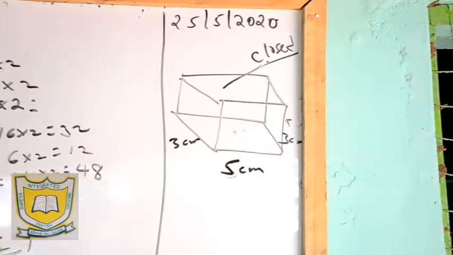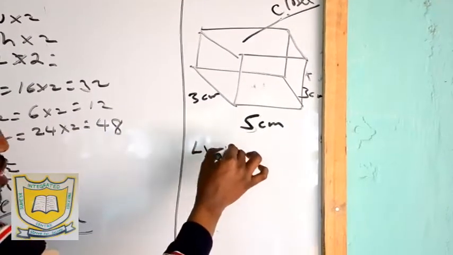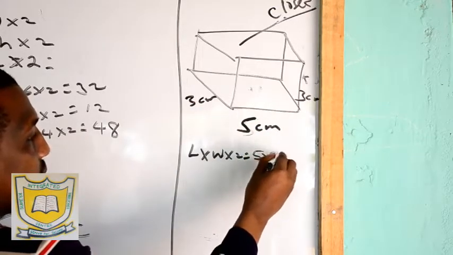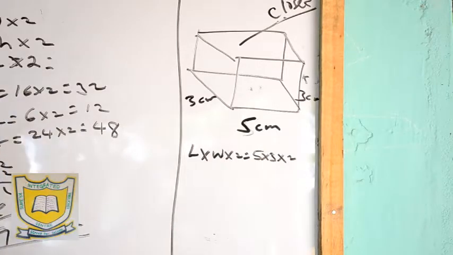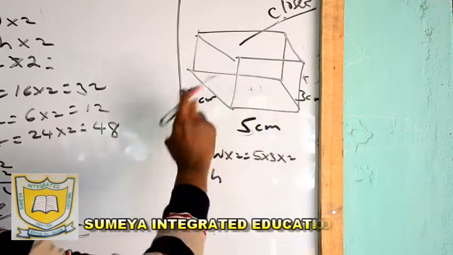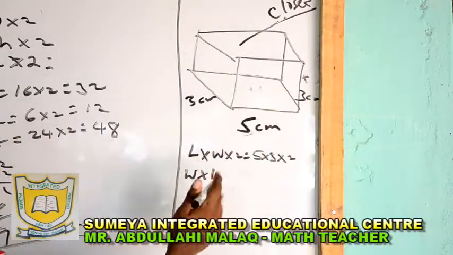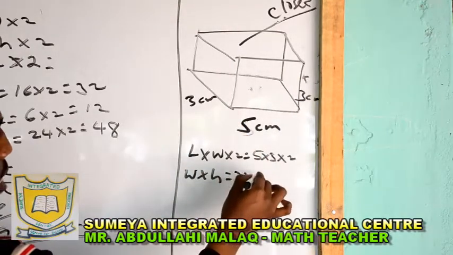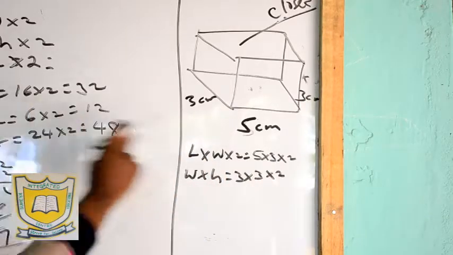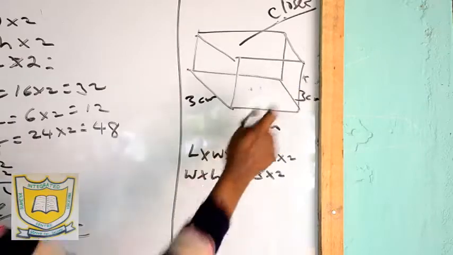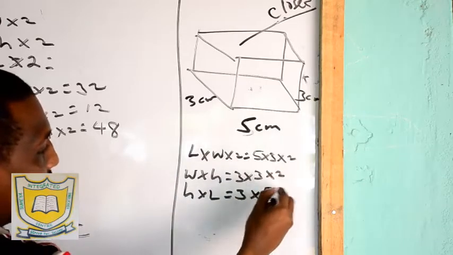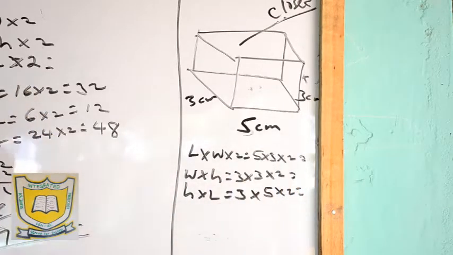If it is closed, the formula is length times width times 2, which is 5 times 3 times 2. Then what is remaining is the width times height, which is 3 times 3, times 2. Then the other one is height times length, which is 3 times 5, then times 2. It is closed, everywhere is closed. So that is how we solve.